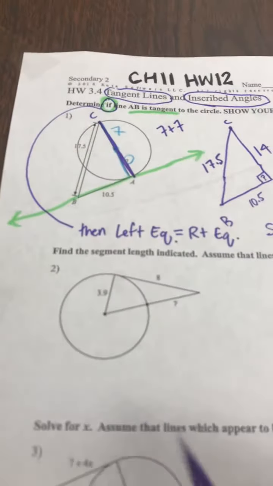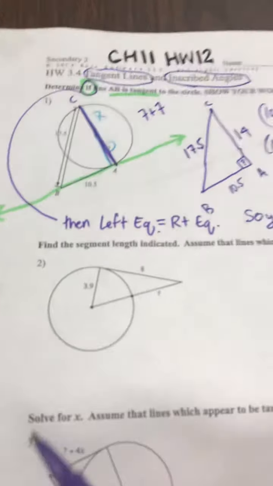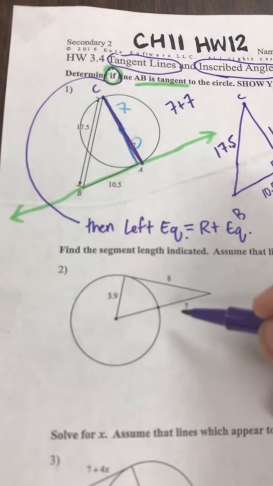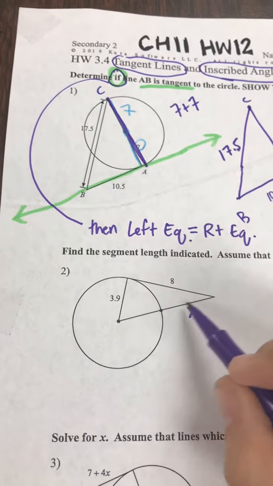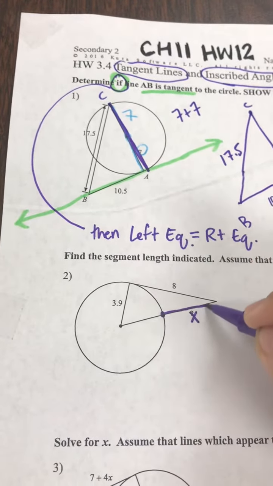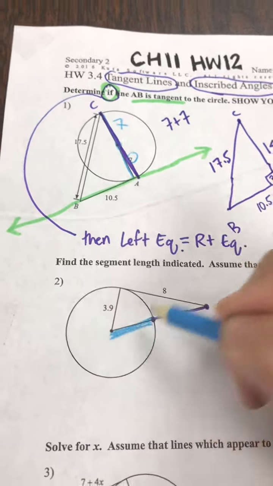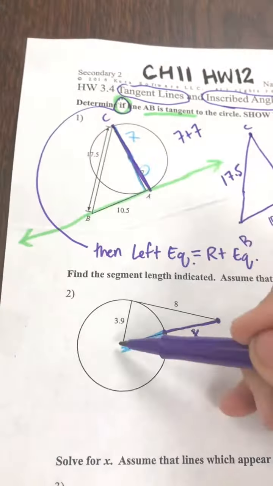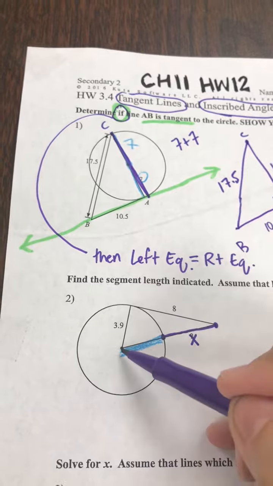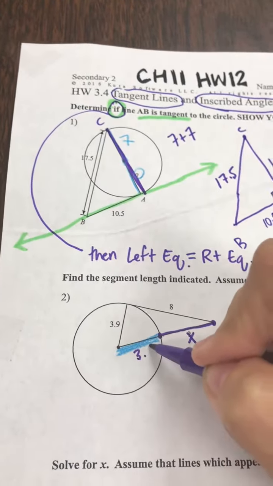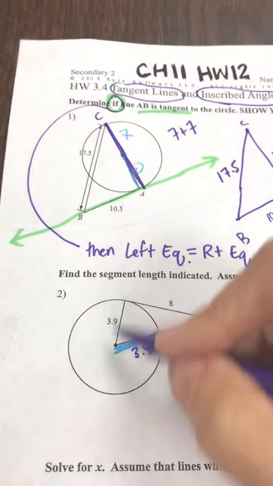Okay, now next question. It says find the segment length indicated. In algebra, I usually like to just make x what I don't know. They just put the question mark here in the middle. So they want me to think about this, and they also want me to decide that I should probably already know that. The definition of a radius is the middle to the edge. We already know that's 3.5, so from the middle to the edge would be 3.9. And now I have some information.